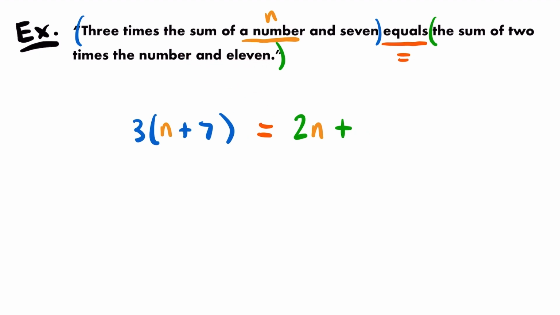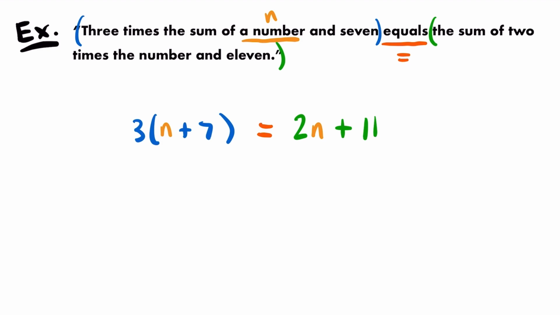So that's easy enough. We have 2n plus 11. And there we have it. We have now translated this sentence into the equation that it represents: 3 times the quantity n plus 7 is equal to 2n plus 11. And now we can actually solve this equation. We do need to simplify it a little bit because we have some parentheses here. But once we do that, we could solve for that unknown number of n.